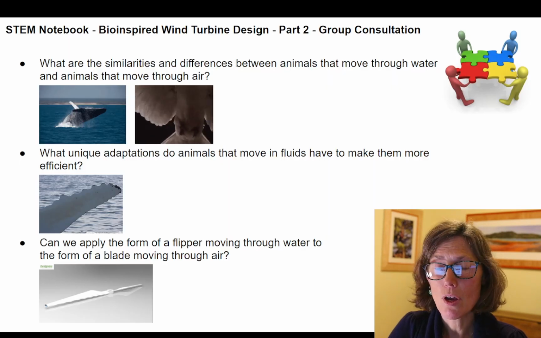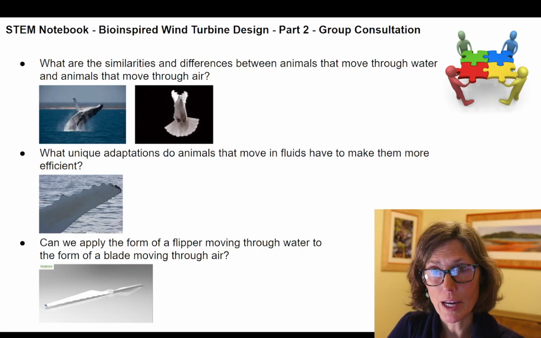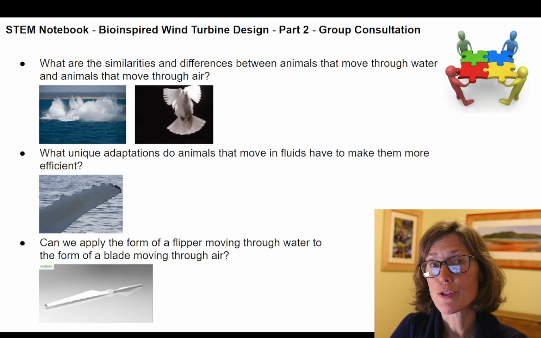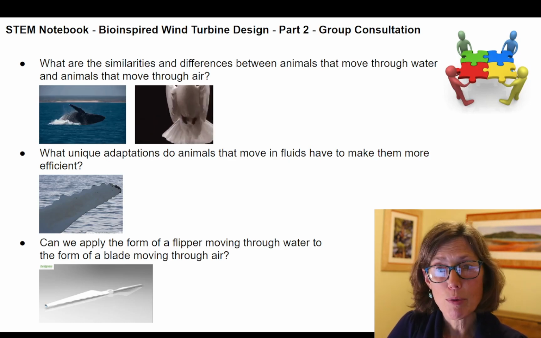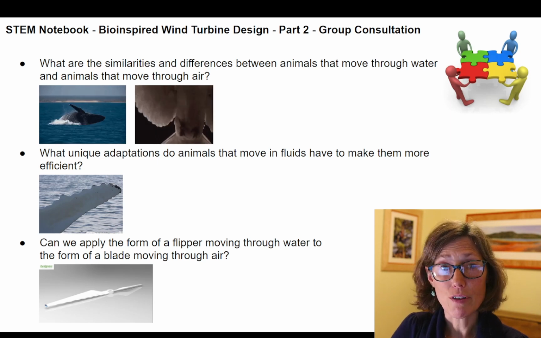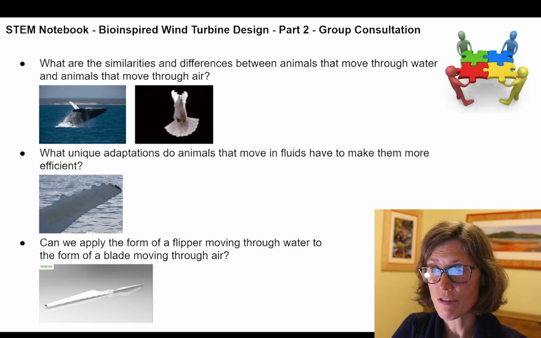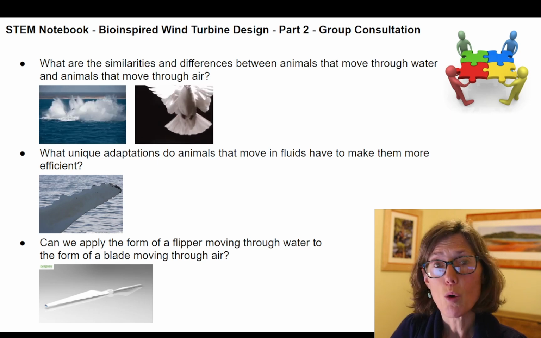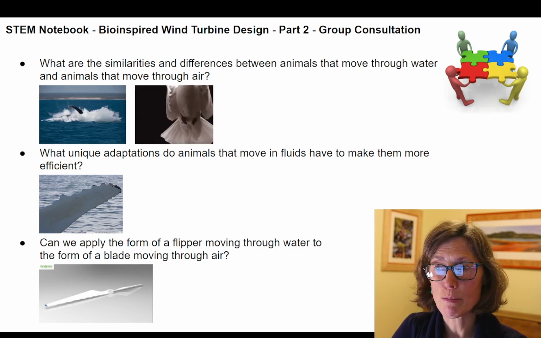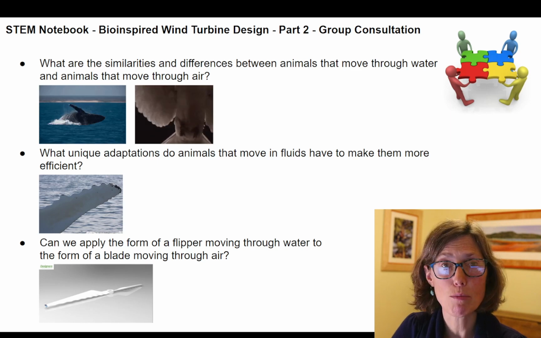Okay? So that brings us to the second part of the STEM notebook, where students are actually working in small groups. And the 3 prompts that are given to them are the following. What are the similarities and differences between animals that move through water and animals that move through air? What unique adaptations do animals that move in fluids have to make them more efficient?